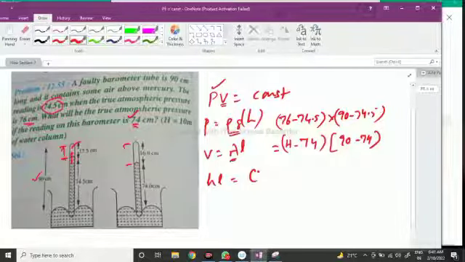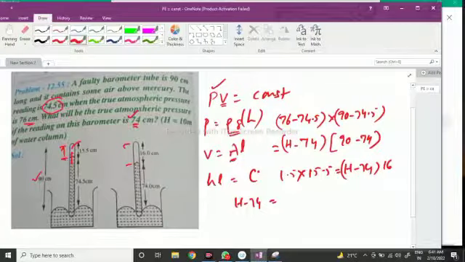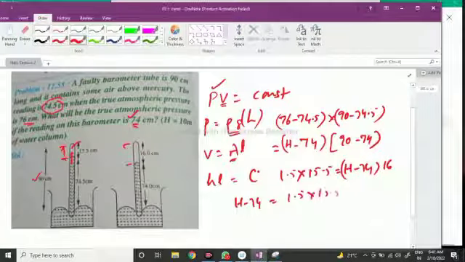So this leads to 1.5 into 15.5 is equal to H minus 74 into 16. So H minus 74 is equal to 1.5 into 15.5 divided by 16, and from here we can calculate the value of H. This is how faulty barometer problems are solved.